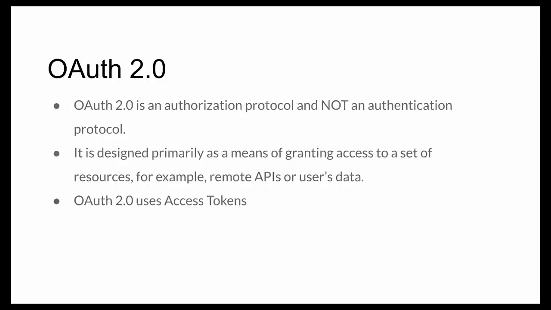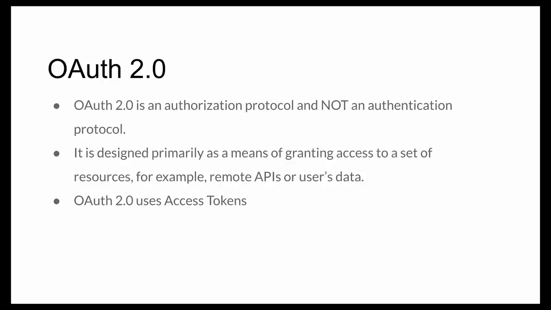OAuth 2.0 is just the authorization protocol and not the authentication. It only provides the authorization, like you are allowing someone to use your resources. I am just allowing you to use my phone. Simple things. It's just the authorization that you can access this. But what about the authentication? That authentication comes later when you connect OpenID with it. So OAuth 2.0 and OpenID Connect together give you complete authentication and authorization working together.